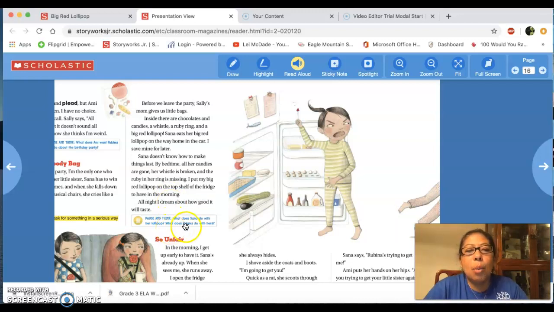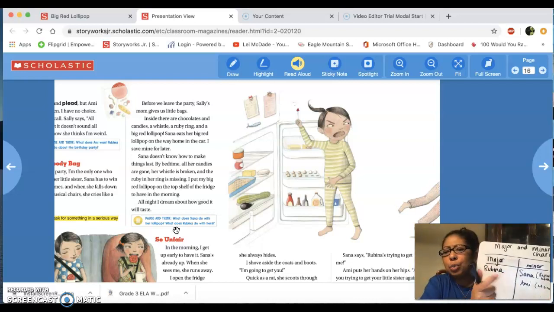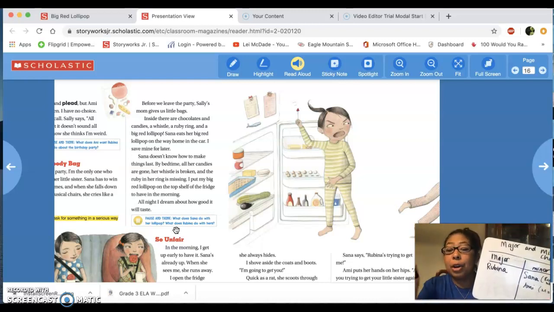Pause and think. What does Sana do with her lollipop? What does Rubina do with hers? So Sana ate her lollipop right away, and Rubina wants to keep hers for another time. Now, as we're looking at major and minor characters, I want us to start thinking of the interactions between Rubina and Sana. What can be said about how they're interacting with each other?